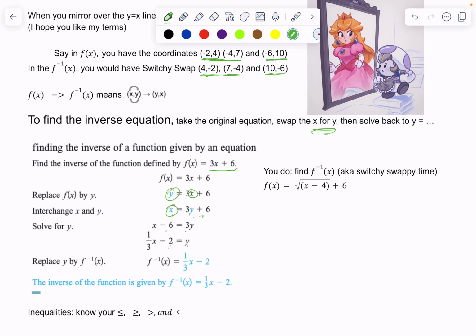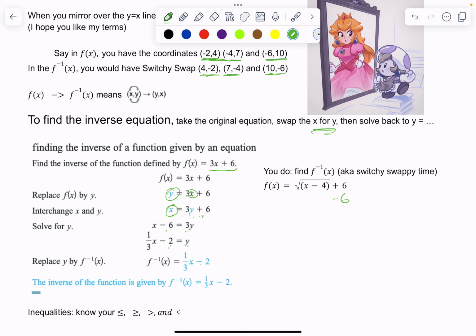The inverse is going to be 1/3 x minus 2. Yes, yes, yes. Try this one yourself. Pause. If not, here I go.